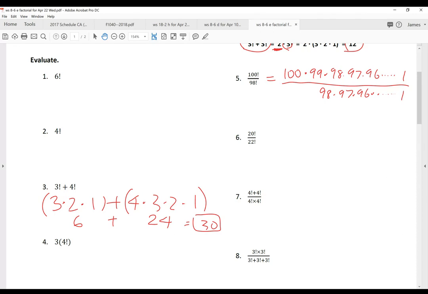So what happens with the fraction bar is that if you have multiplication, you can reduce. You can divide by 98 on top and bottom, and that will cancel out. So 97 will cancel out, 96 will cancel out, so everything down to 1 will cancel out. Okay, so what you end up with is just 100 times 99. And everything else after that, 98 and below, just gets crossed out. So 9,900 is the answer.